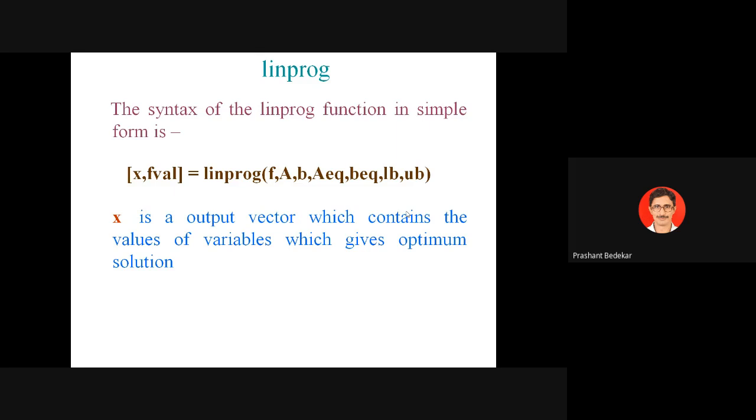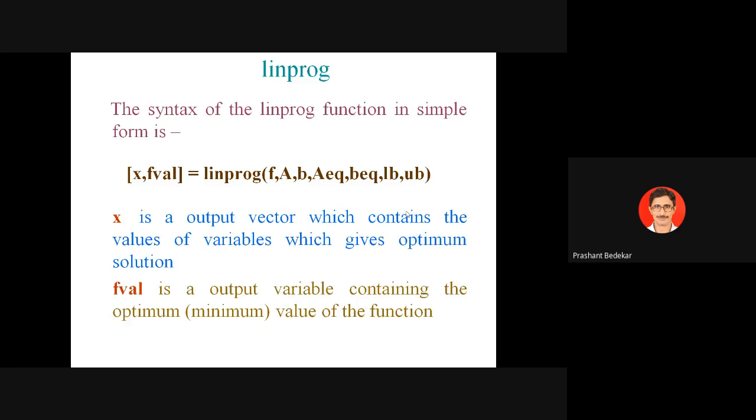And the other thing that is required is the optimum value of the function, that is available in FVAL. FVAL is an output variable containing the optimum value of the function, minimum, because linprog finds minimum. So X is a vector and FVAL is a scalar quantity. How many elements will be there in the X vector depends upon how many design variables are there. If there are two variables, there will be two values. If there is one variable, there will be only one value, and so on.